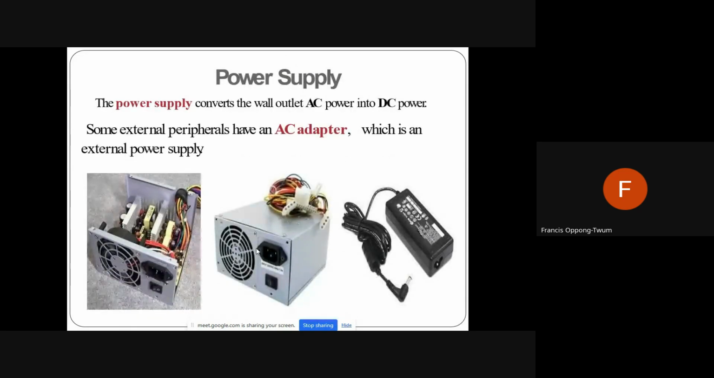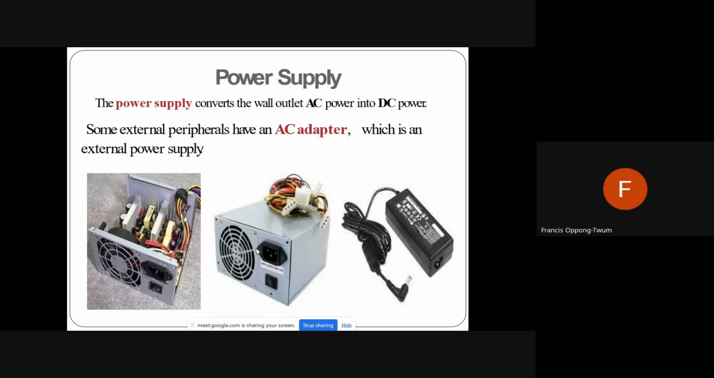So let's go on. This is an example of a power supply. Can we all see that? The power supply converts the wall outlet AC power into DC power. Some external peripherals have an AC adapter, which is an external power supply.